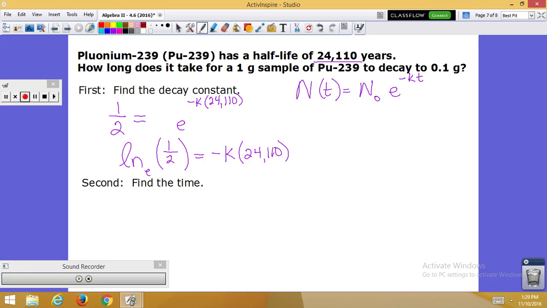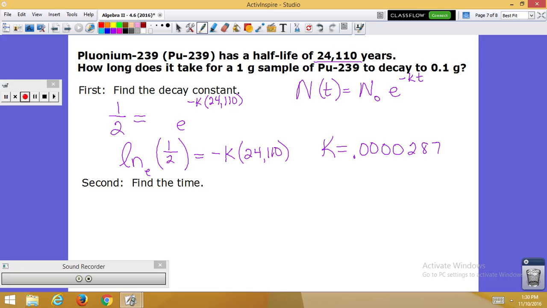You should get negative 0.693 and so on. Then I'm going to divide that by negative 24,110. Decay constants are always really small. As a matter of fact, it showed up in scientific notation on my calculator. But if I move the decimal over, I get a constant of 0.0000287. If you did not get that, please check again.